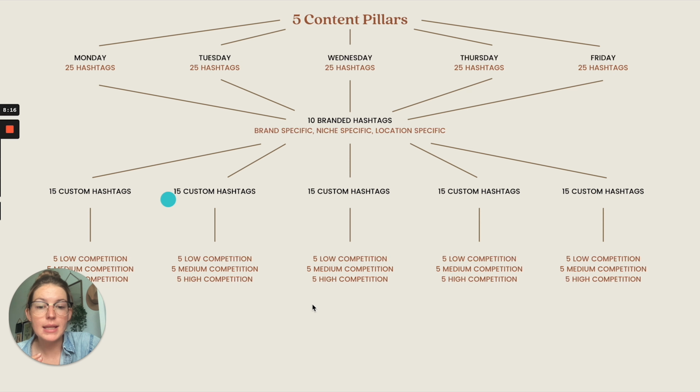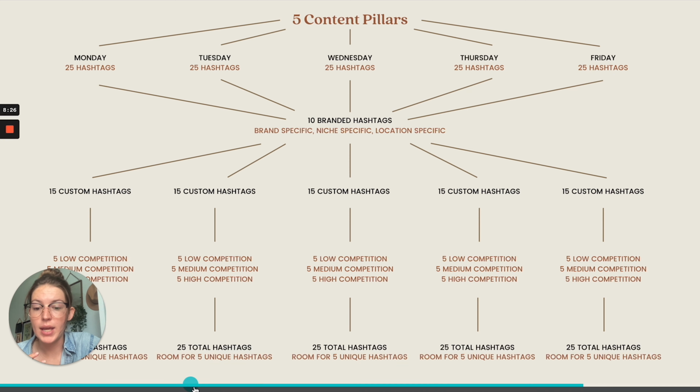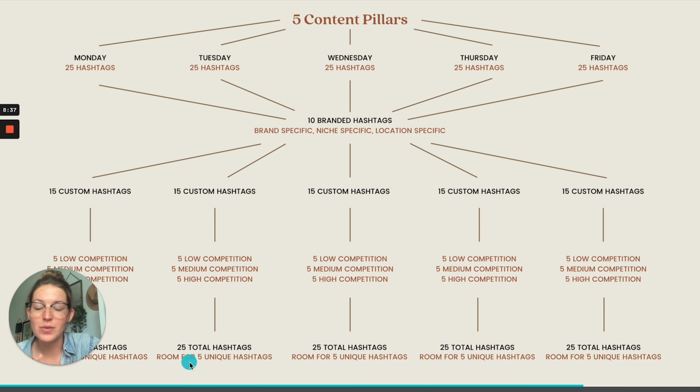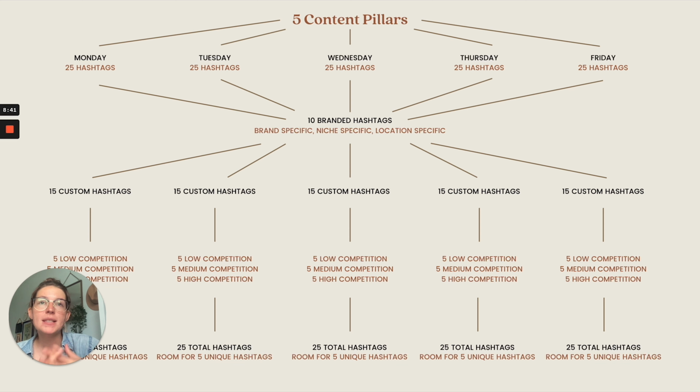So as you can see, that's the breakdown of those 15 custom hashtags. And where this leaves us now is we're going to have 25 total hashtags for each pillar. So we have the 10 branded and the 15 custom. And again, this is kind of what I alluded to earlier. We now have room for 5 hashtags. This is a strategy that really takes it to the next level.